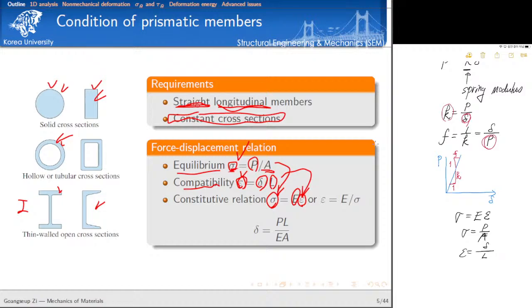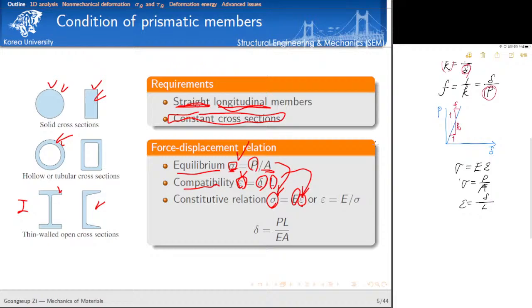Okay, let's plug in here. Then if you plug these two relations into the first equation, then you have P over A is equal to elastic modulus times elongation divided by the length. Alright, so let's rearrange this equation with respect to elongation delta. The elongation delta is given by elastic modulus and cross-section area and length and applied load P.